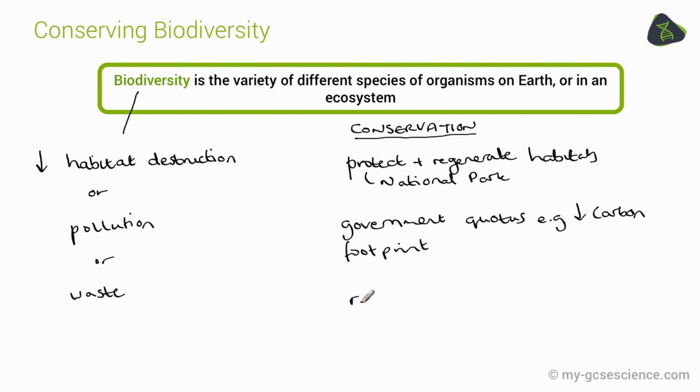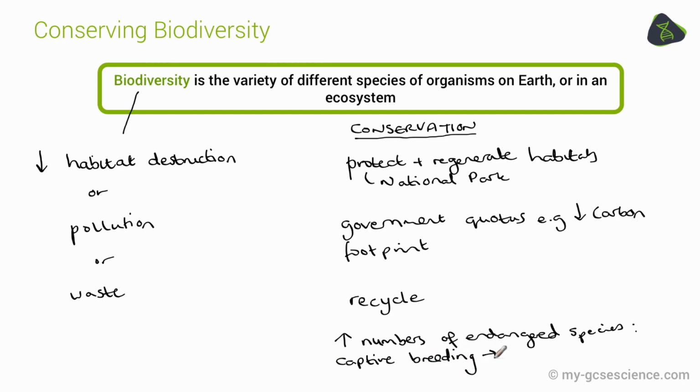There's a massive drive for recycling so that we can limit our household waste. And in the cases of endangered species, the numbers could be increased by captive breeding programs, which lots of zoos now are part of. And once bred in captivity, the key is to try and get them released back into the wild to increase their natural numbers.